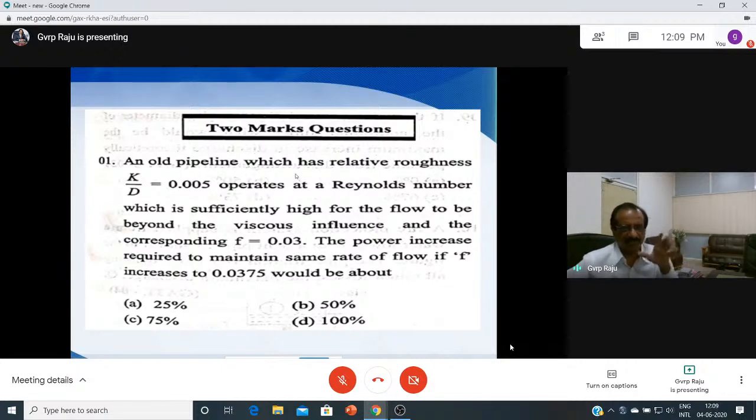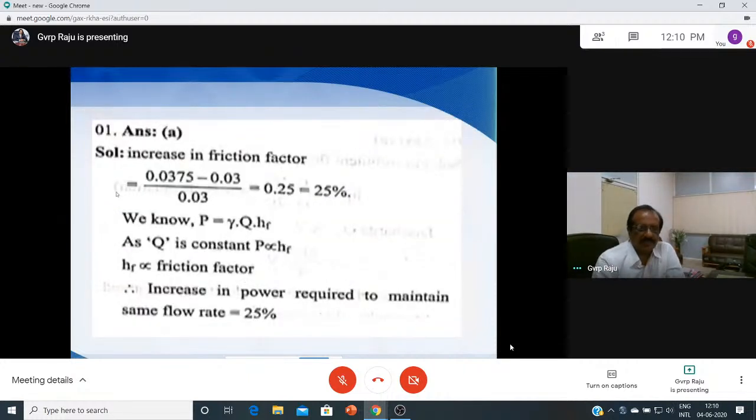So for F we have some power. Now when F is increased to 0.0375, what is the power increase required, in percentage? So what is the friction increase here? Let's find out the percentage increase in friction factor. One side it is 0.0375, other side 0.03. So increase in friction is F2 minus F1 by F1. F1 is 0.03, F2 is 0.0375. So the increase in friction factor is 0.25, 25%.